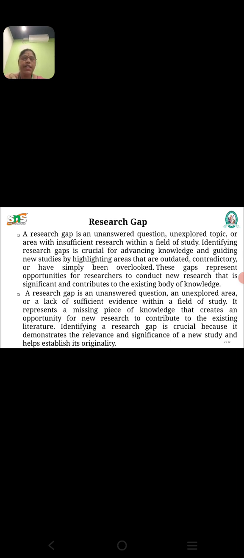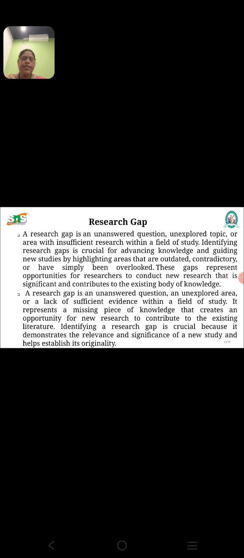So research gap is an unanswered question. As I already told, it is not an answered question, it is a new insight which is going to give inputs for the research study. And also an unexplored area or a lack of sufficient evidence within a field of study. There is no such evidence for this field of study. It represents a missing piece of knowledge that creates an opportunity for new research and also to contribute to the existing literature.